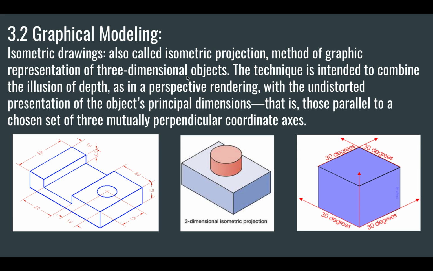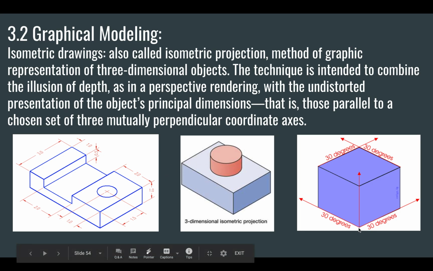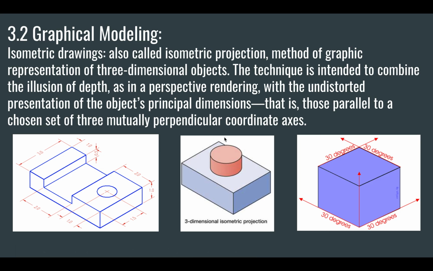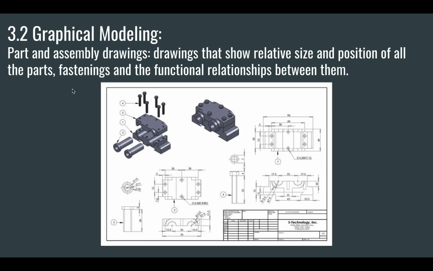Isometric drawings. So these are 3-dimensional. They represent 3-dimensional objects, okay? And it's intended to combine the illusion of depth. It's a perspective rendering, and it's meant to give the object's principal dimensions, okay? And they're parallel to a set of 3 perpendicular coordinate axes. Okay, so these 2 are isometric drawings, and these are your axes right here, right? It's basically the X, Y, and Z axes. Okay, so those are isometric drawings, and again, this is something that you should definitely know how to do in Fusion 360.